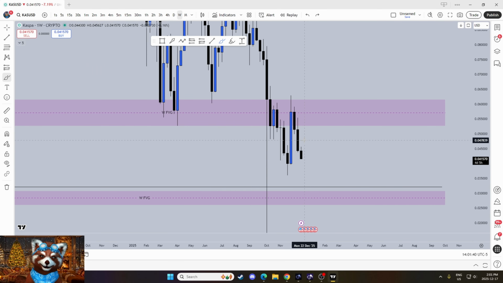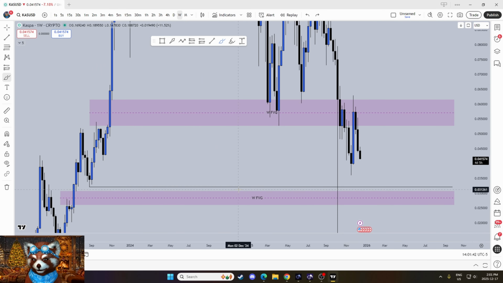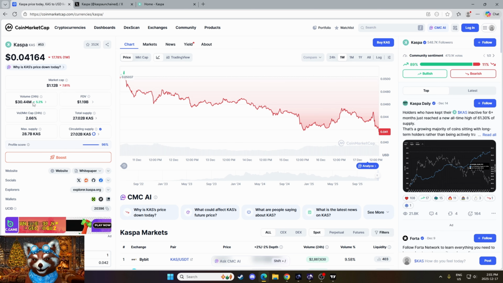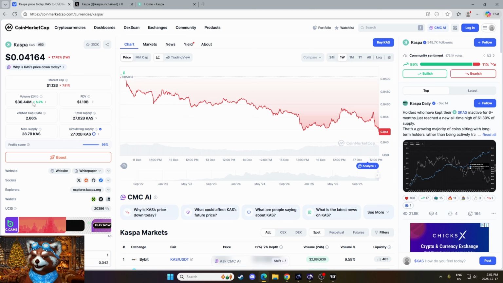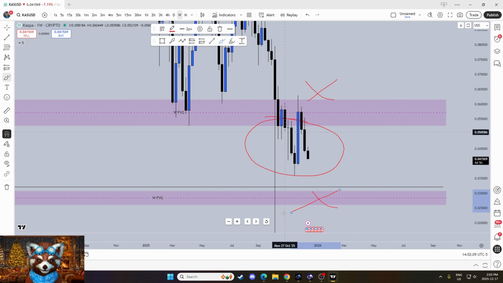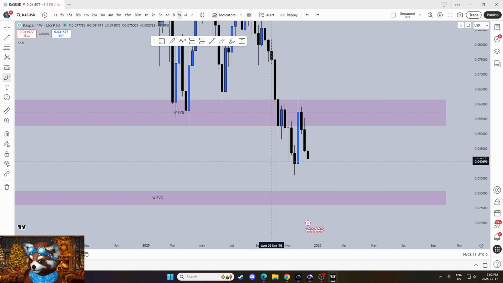So where can price head to next? Well, price doesn't just go from a random zone to a random zone, right? It goes to places that make sense, and people buy in places that make sense. That's why on CoinMarketCap you can see the volume is low. People are not buying Kaspa, not because they think it is a bad project or they hate it. They're not buying it because it is in no man's land, right? It is in an area that is neither strong nor weak, so they're not going to buy when there is uncertainty.